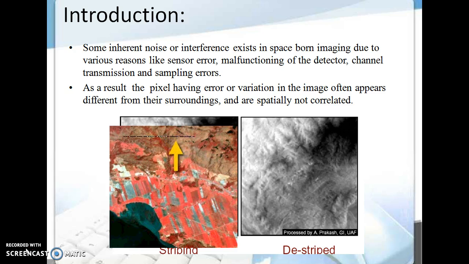Space-borne imagery consists of some inherent noise or interference due to several factors like sensor error, malfunctioning of the detectors, channel transmissions, and sampling errors. The noise caused by the above-mentioned factors appears as discrete isolated pixels, which are not spatially correlated with their surrounding pixels, meaning that the pixels having error appear different from their surrounding neighborhood pixels.